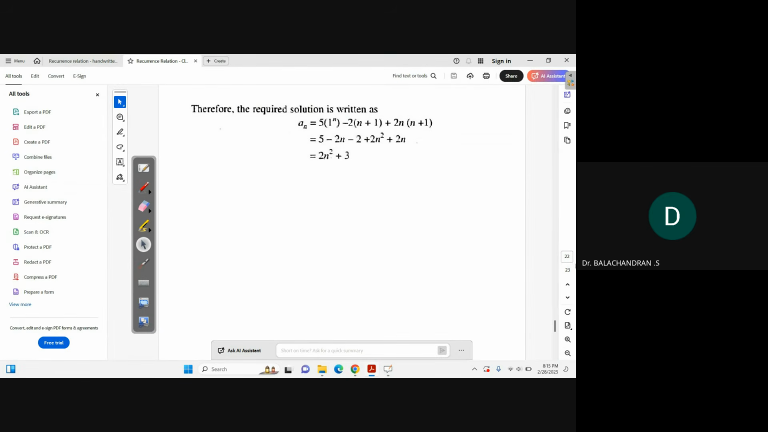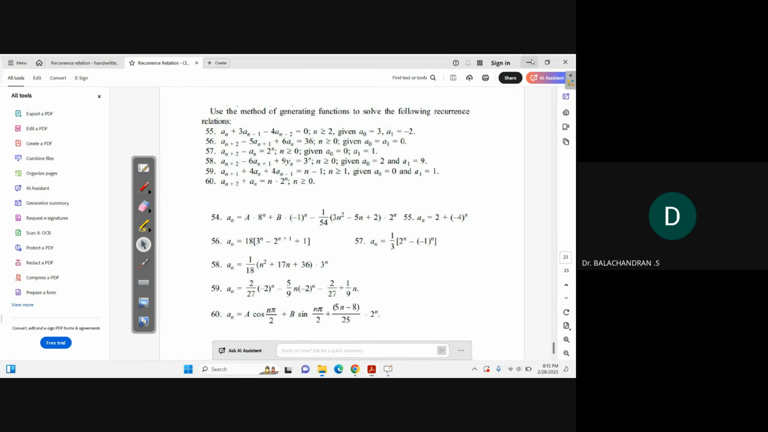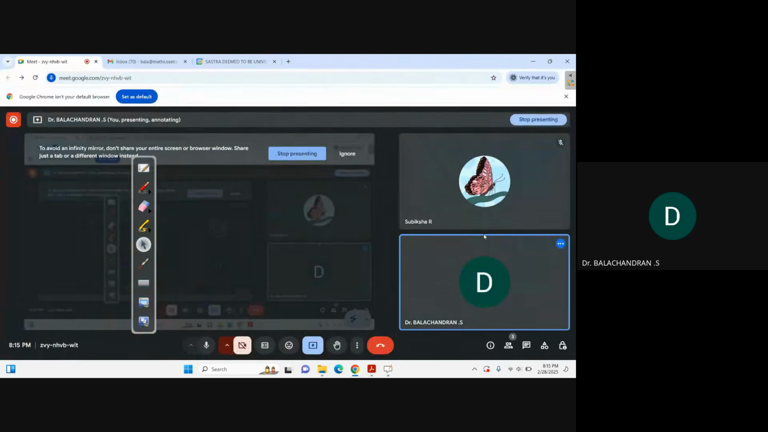Okay. Next, here are some practice problems from 55 to 60. Okay, you can try to solve. It is also in the Veerarajan book. Okay, but solution only there. So you need to do it and verify the answer. I'll stop here. If you have any doubts, you can ask me. Okay, thank you.